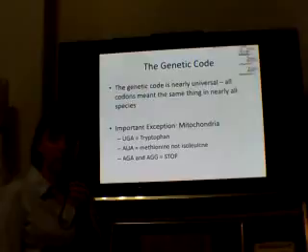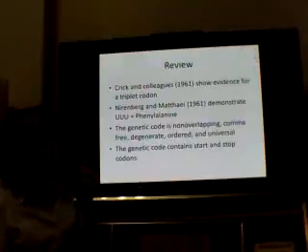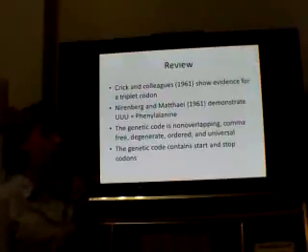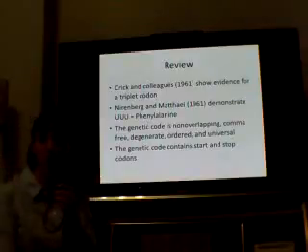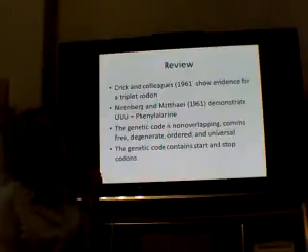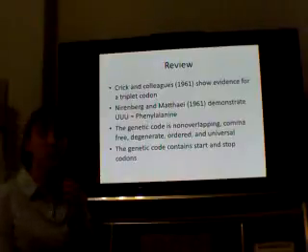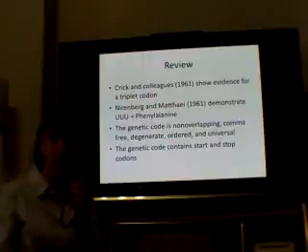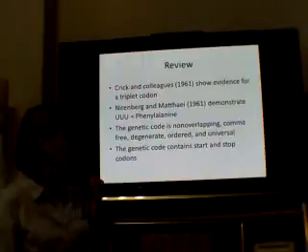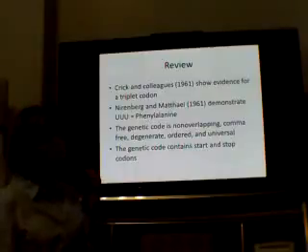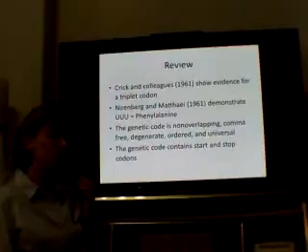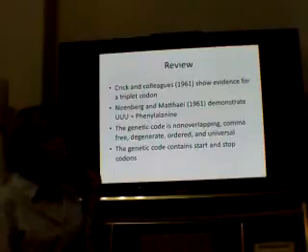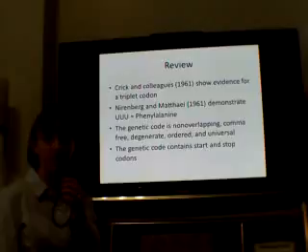So that's the difference. All right, so let's review what we've done here. We've shown that Crick and colleagues have shown evidence for a triplet codon. And in the same year, Nirenberg and Mathai demonstrated that UUU was phenylalanine, and they went on to make predictions about the entire set of codons, what they were. We've learned that the genetic code is non-overlapping, it's comma-free, degenerate, ordered, and universal, and the genetic code contains start and stop codons. All right.